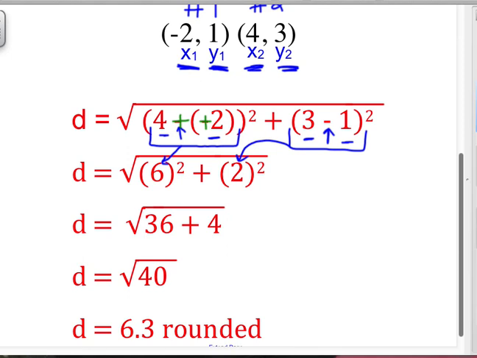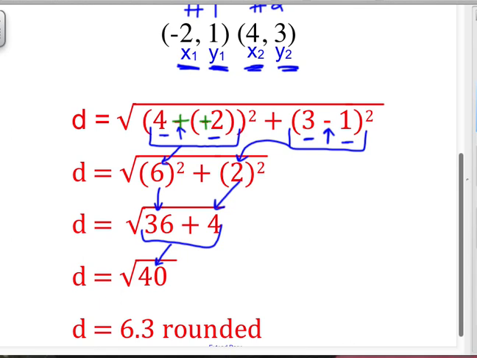Next thing you would do in order of operations, after you do what's in parentheses, is exponents. 6 to the second power is 36. 2 to the second power is 4. So I did the exponents. Now what's left? I need to add those numbers, and 36 plus 4 gives me 40. And the very last step is to take the square root. And the square root of 40 is 6.3 once it's been rounded. So see what I mean?